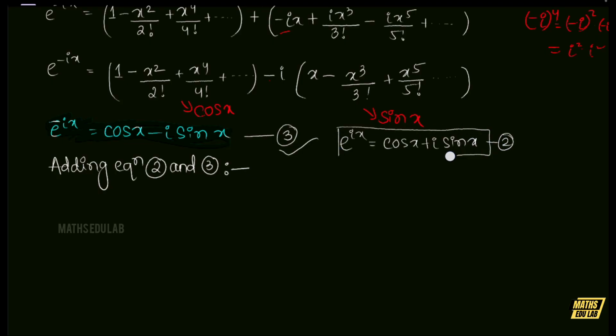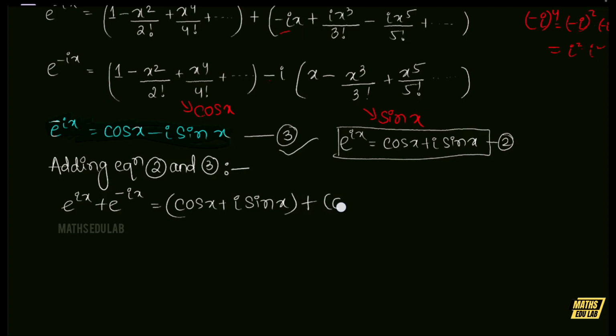I have written this for clarification to solve the values. So let's add these two. So e to the power of ix plus e to the power of minus ix is equal to the second equation's value, cos x plus i sin x, then plus again cos x minus i sin x. So this is what we got here.